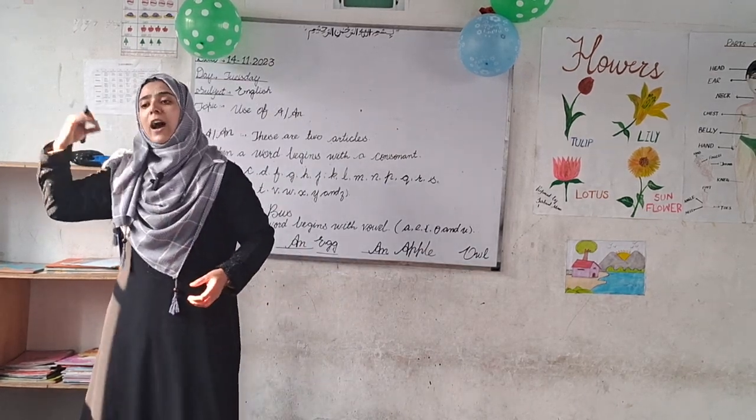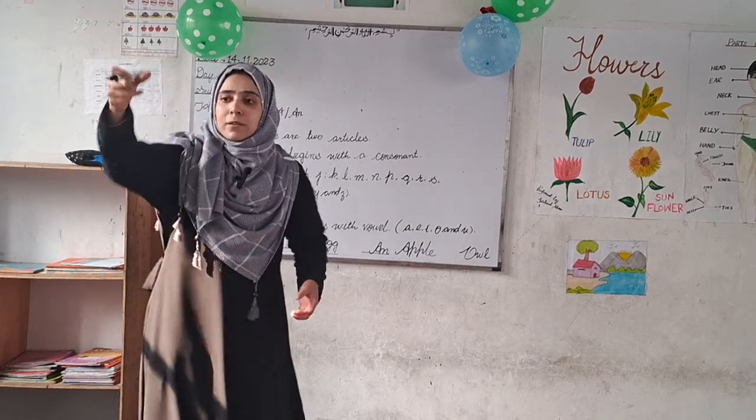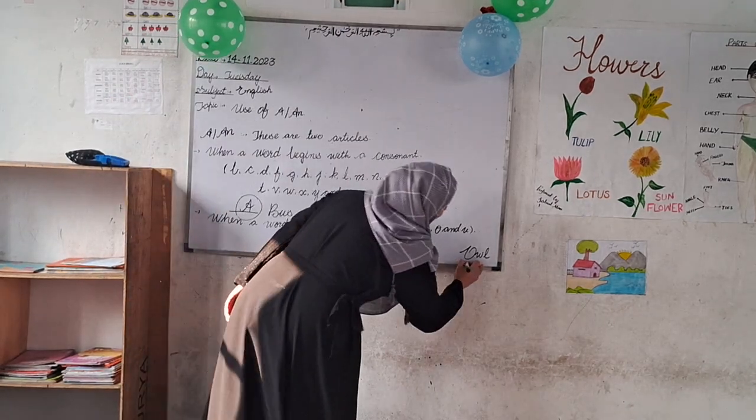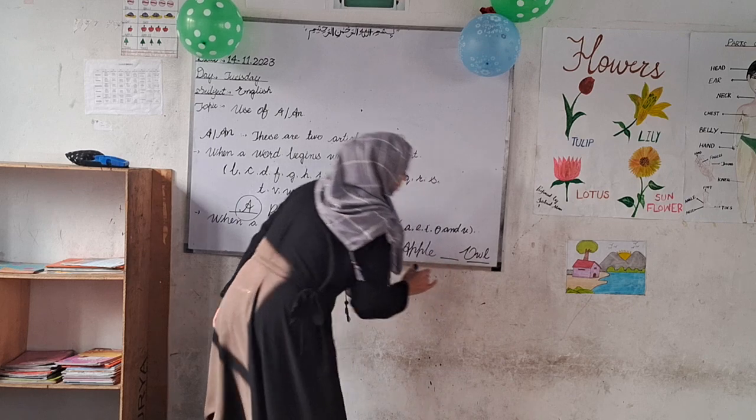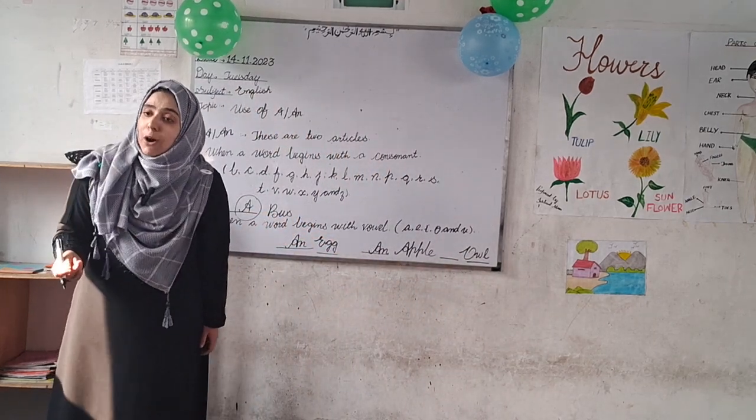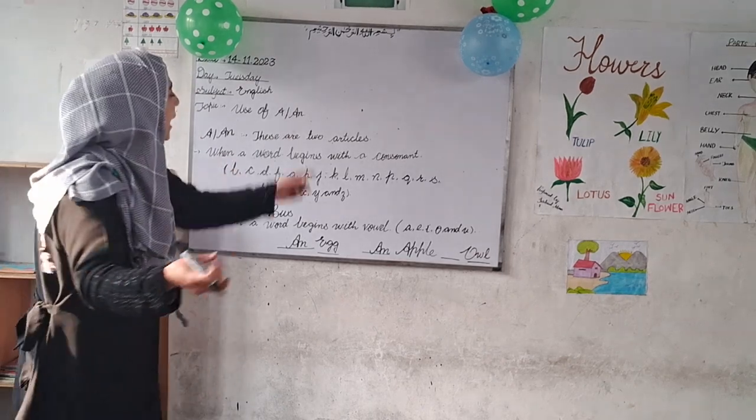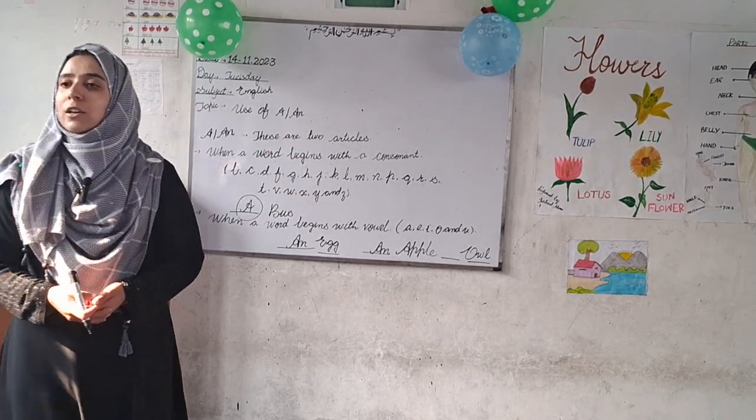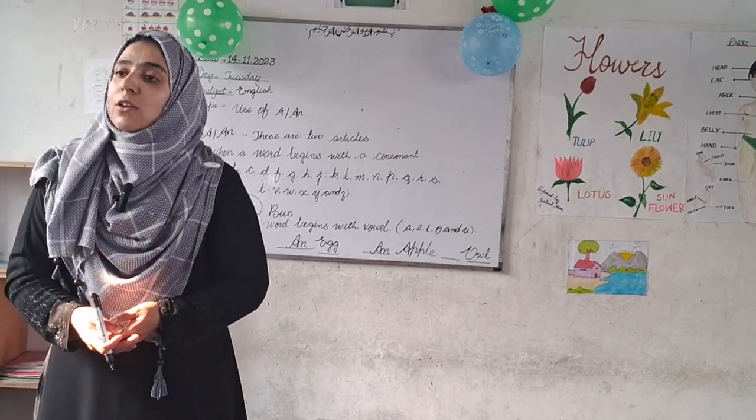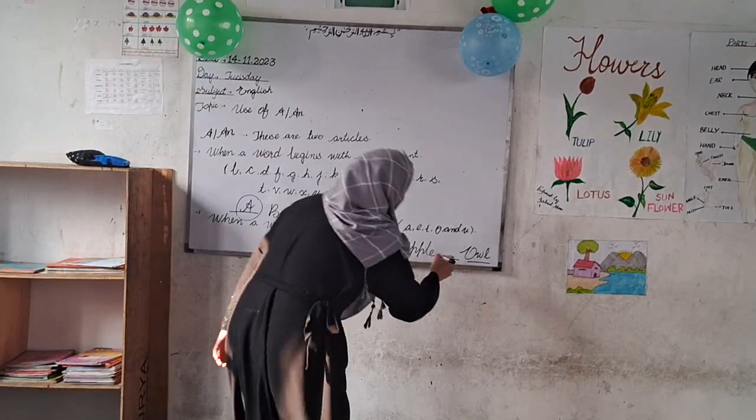ये वो परिंदा है जो रात को देख सकता है. Clear? Soliha, stand up. What is the spelling of owl? O-W-L. What is the first letter of owl? What is O? O is a vowel. Can you use here article a or article an? An. Why? Because O is a vowel. Very nice. Claps.